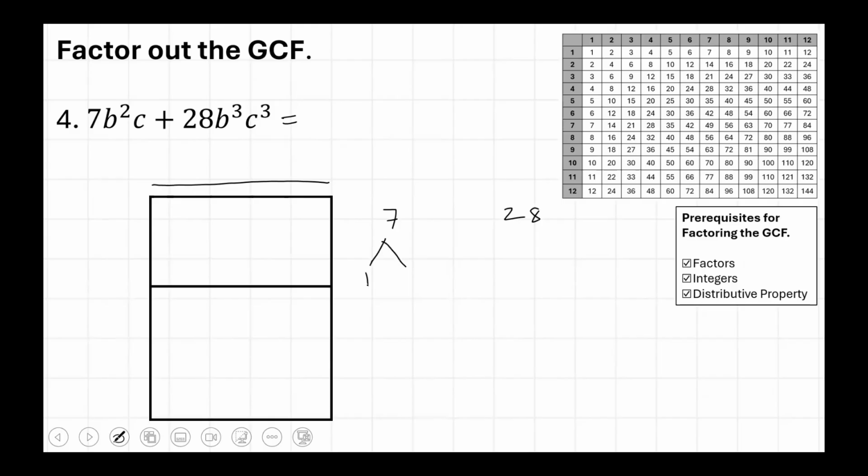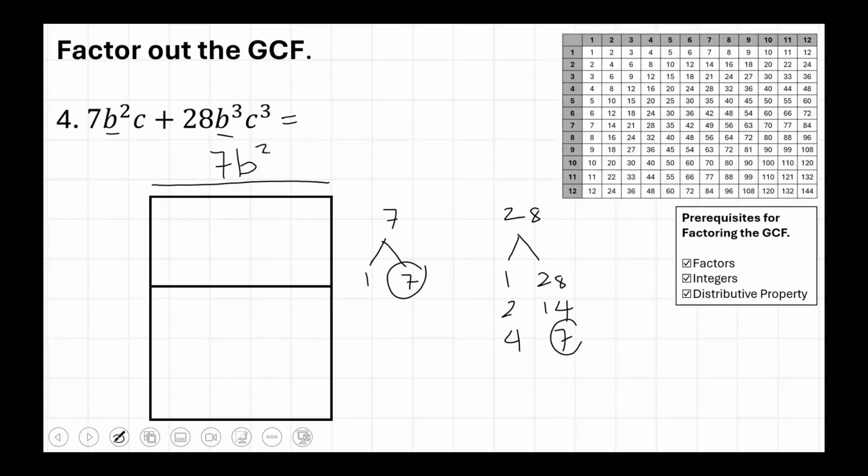For 7, we get 1 times 7. For 28, we get 1 times 28, 2 times 14, and 4 times 7. So the GCF that we can see is 7. So we write it here. And for the b, let's do it one by one per variable. b squared and b cubed. So the only common is b squared. So we write b squared here.